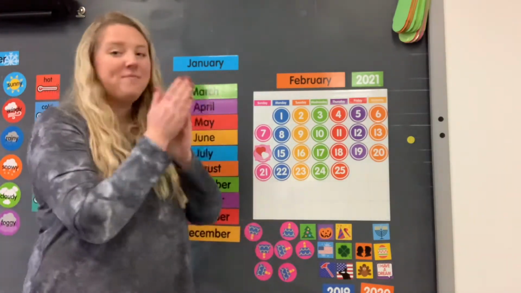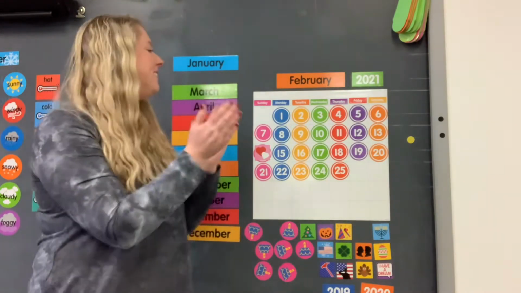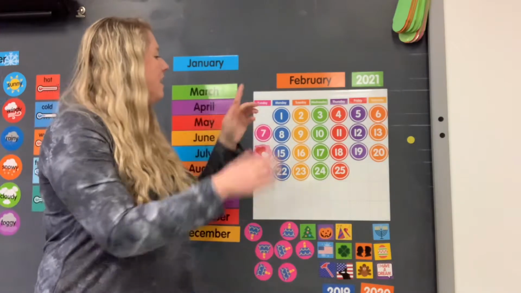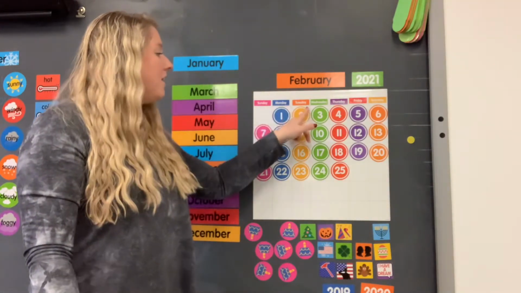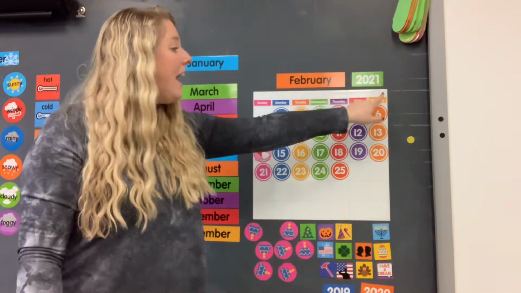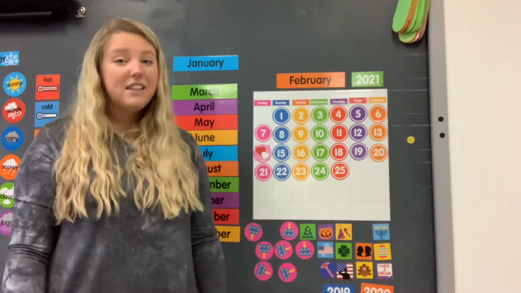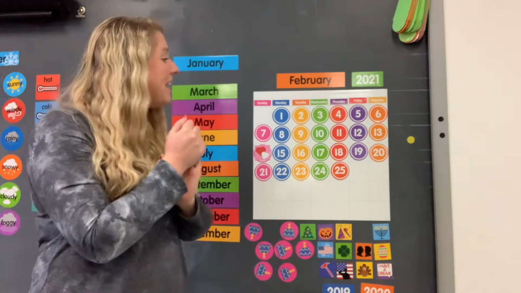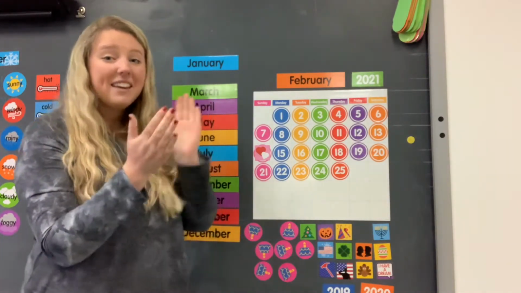Days of the Week. Days of the Week. Days of the Week. There's Sunday and there's Monday. There's Tuesday and there's Wednesday. There's Thursday and there's Friday. And then there's Saturday. Days of the Week. Days of the Week.